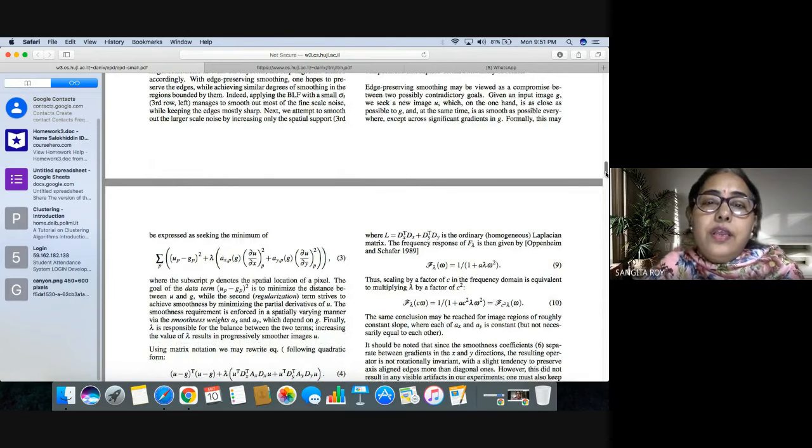So the term strives to achieve smoothness by minimizing the partial derivatives of u. The smoothness requirement is enforced in a spatially varying manner via the smoothness weights ax and ay, which depend on g. Finally, lambda is responsible for the balance between the two terms. Increasing the value of lambda results in progressive smoothness.